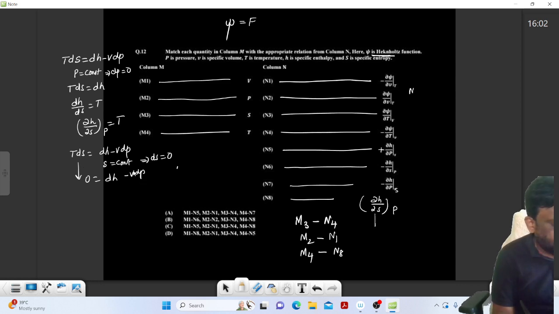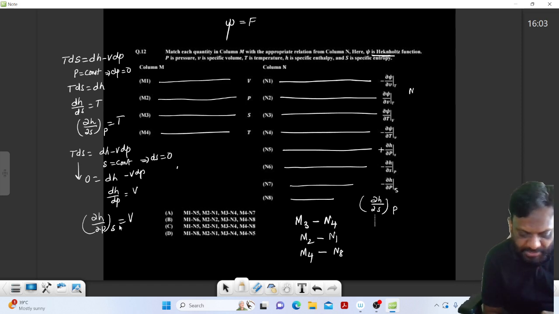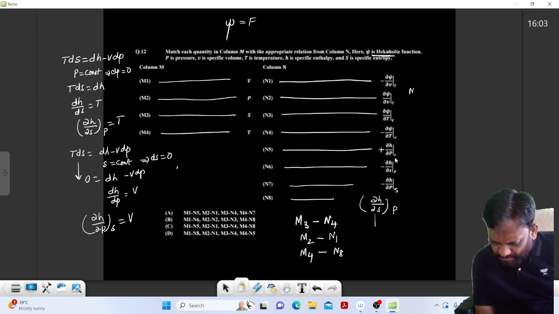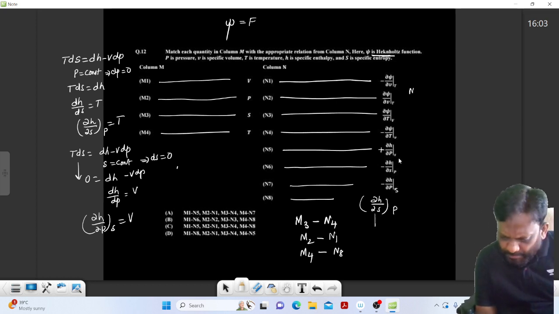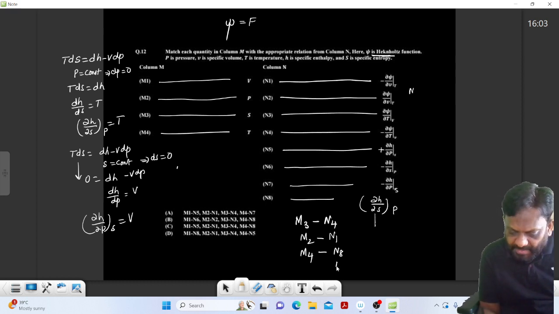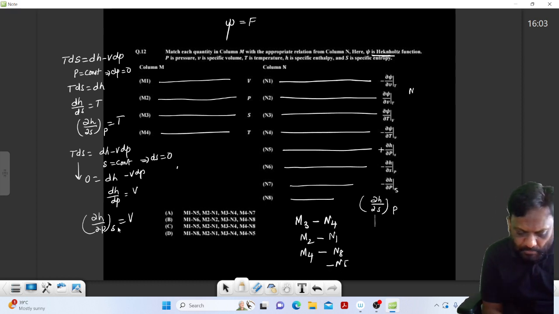Okay, no problem at all. देखो, listen carefully. Now, dH by dP is equal to V, or ∂H/∂P, but this is evaluated by keeping entropy constant, is equal to V. So, कहाँ गया सर? ∂H/∂P at constant S, it is N5, and that is equal to V.